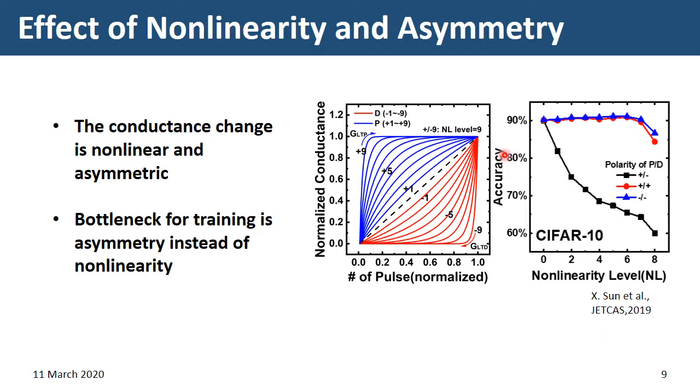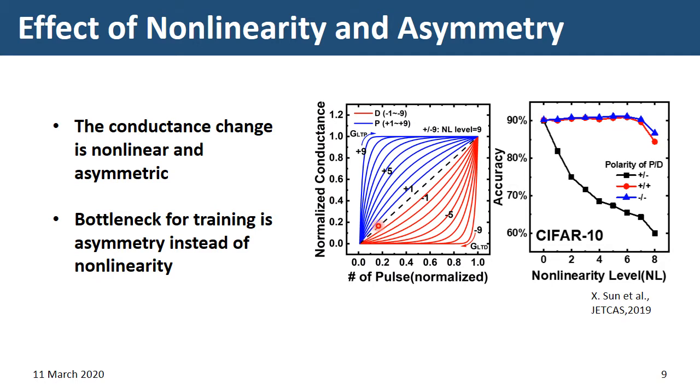So the first one is the weight update nonlinearity and asymmetry. Here again we show the normalized conductance of the devices as a function of the programming pulses. Here we have these labels from 0 to a positive line and a negative line. So this represents the nonlinearity. And for asymmetry, we use a positive sign for the weight increase, like this, and a negative sign to represent the weight decrease, like this. So this is the asymmetry, if we increase with a positive sign and then decrease with a negative sign here.